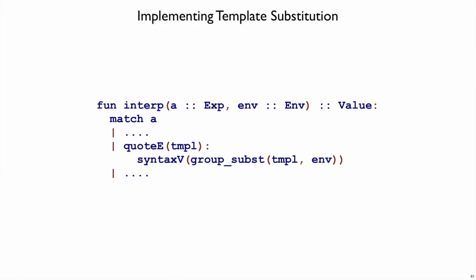Once we have that function, then we can use it in our interpreter. So the quote e form with a template inside is just using the group substitution with the current environment, because % signs can refer to any variable that's in our environment.